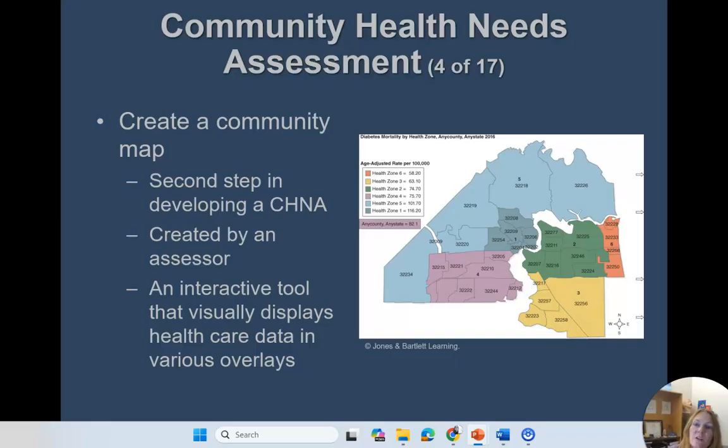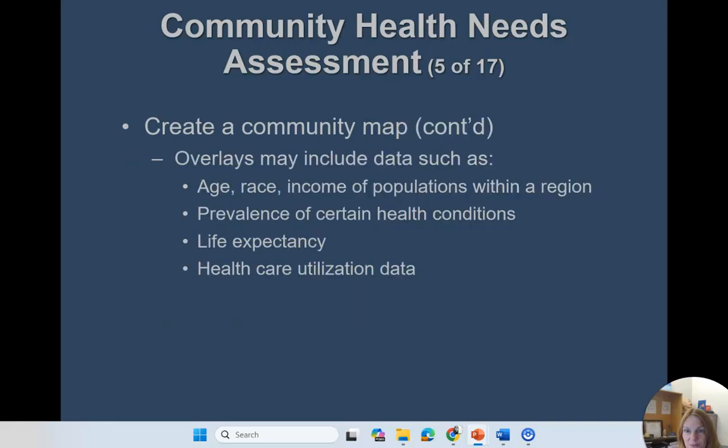The next step is building a community map, which is more like a geographic outline. It's a powerful interactive tool created by a trained assessor that usually displays health data in layers or overlays. It is a powerful visual. Those overlays might include demographics like age, race, and income, the prevalence of disease like diabetes or COPD, life expectancy by neighborhood, and healthcare utilization like ER visits or those 911 calls.